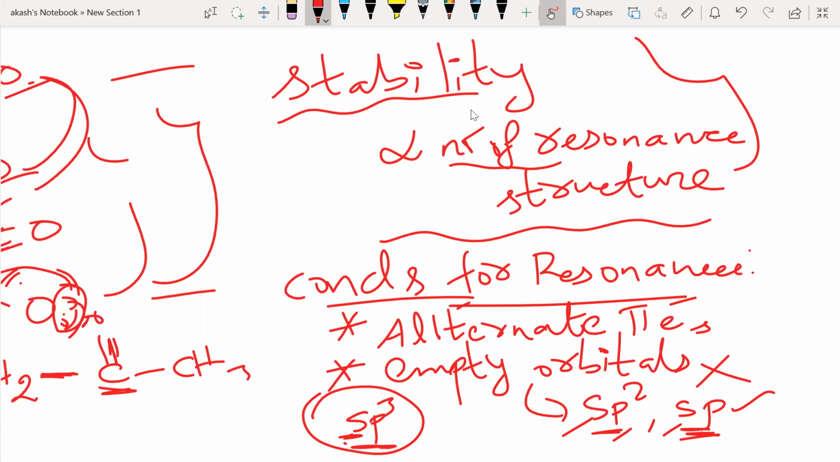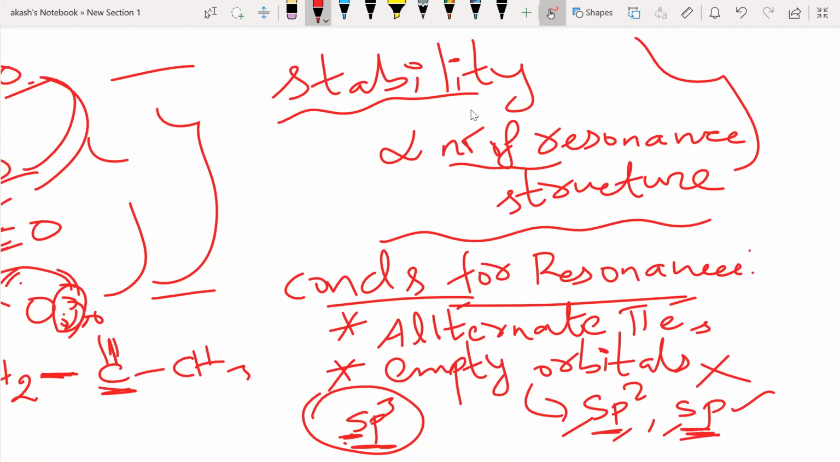So these are the conditions for resonance. You should have alternate pi electrons present, and wherever the electron is going, that atom should have an empty orbital. I have a doubt: what about sp3 and d orbitals? Carbon doesn't have a d orbital, so for sp3 there is no resonance. If all the carbon atoms in the molecule are sp3 hybridized, there is no chance of resonance. For example, in ethane, CH3, both carbon atoms are sp3. First of all, there are no pi bonds, and there are no empty orbitals either, so ethane is not capable.